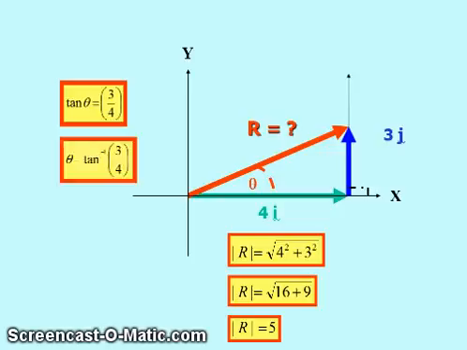Okay, now of course solving this equation, we take the inverse tan of both sides, leaving us with theta is equal to the inverse tan of 3 over 4, which once we solve, we get that theta is equal to 36.9 degrees.